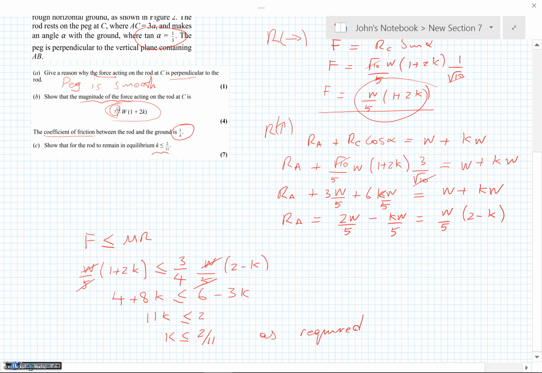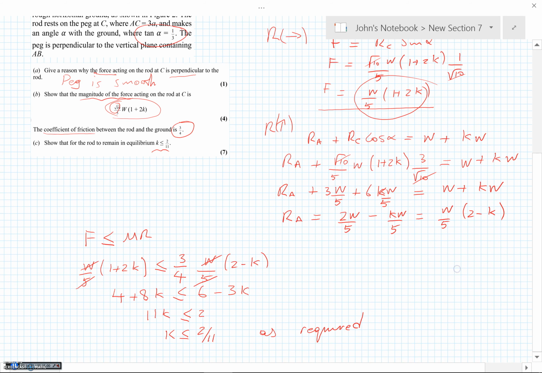Another question that I quite like, because again, as has been the case in lots of the questions on this paper, I've not used a calculator. Thank you very much.